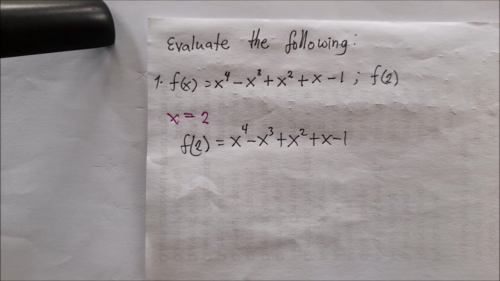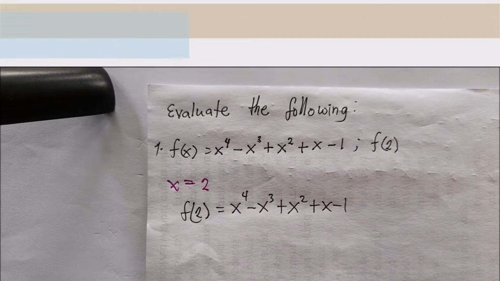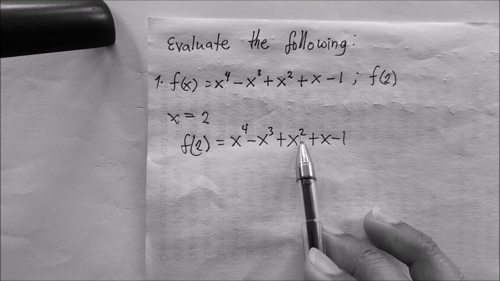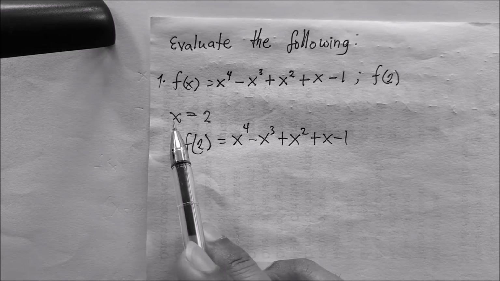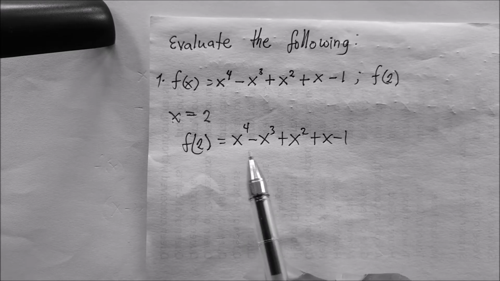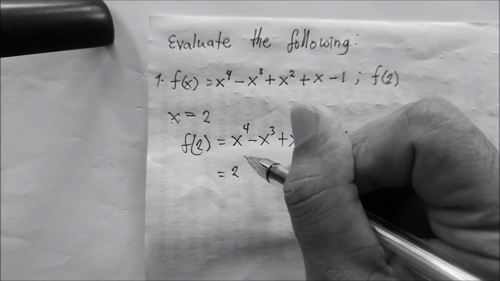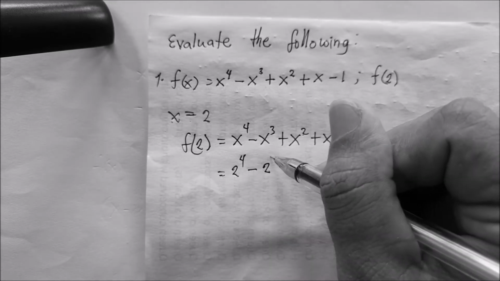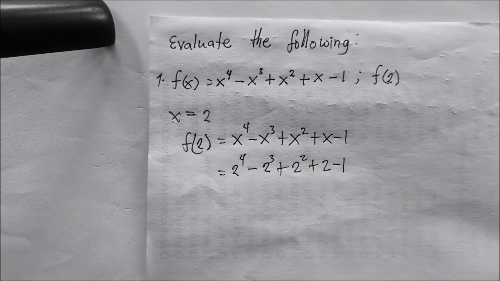We need first to arrange the polynomial in descending order, from the highest degree to the lowest degree of the variable. It is already arranged in descending order: raised to 4, raised to 3, raised to 2, and raised to 1. Now, substitute the value of x into the polynomial: 2 raised to 4 minus 2 raised to 3 plus 2 raised to 2 plus 2 minus 1.